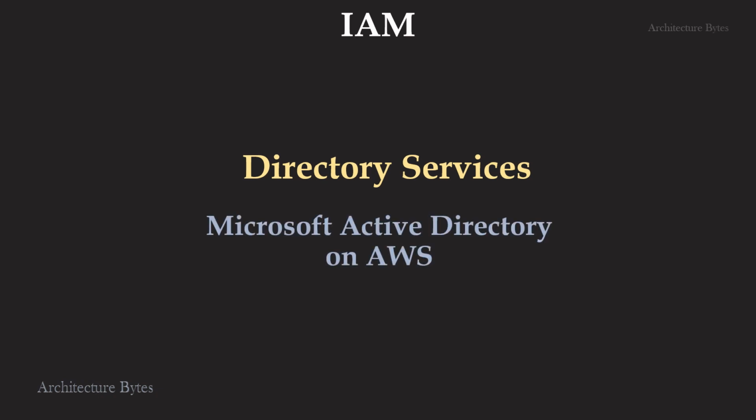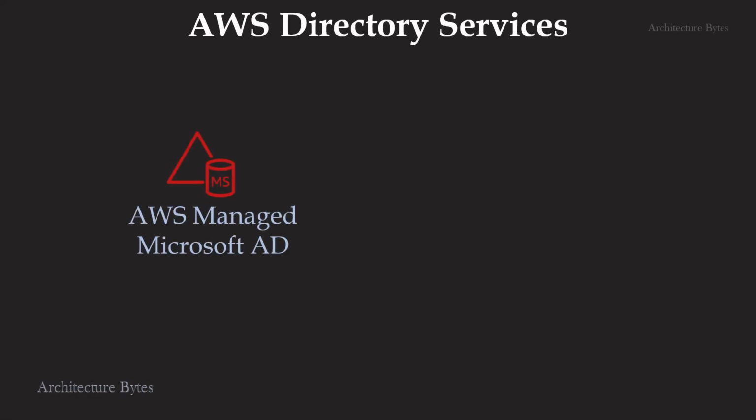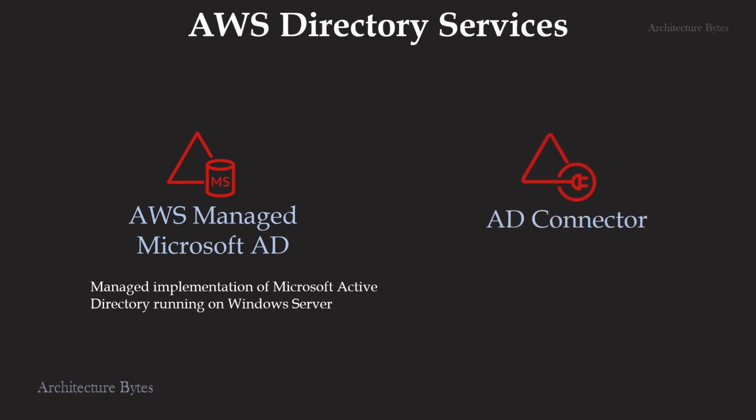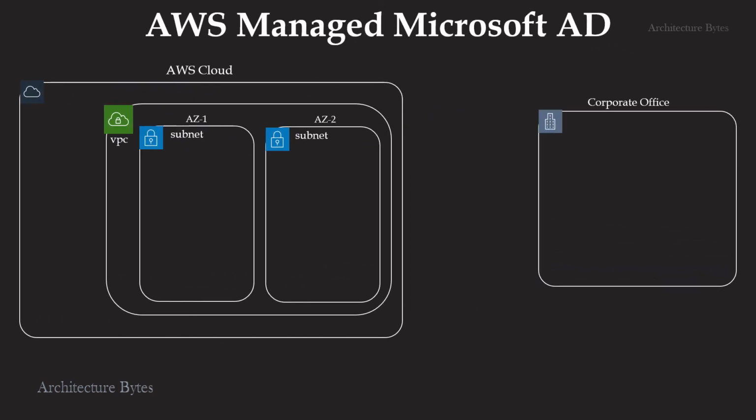Let's look at Microsoft Active Directory on AWS. There are two aspects we will discuss here. AWS Managed Microsoft AD, which is a managed implementation of Microsoft Active Directory running on Windows Server, and Active Directory Connector. When you create a managed Microsoft Active Directory in AWS, a pair of highly available Windows Server domain controllers are created across subnets in multiple availability zones.